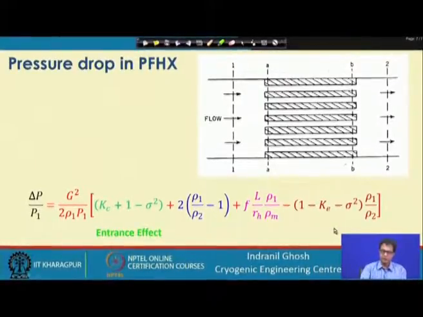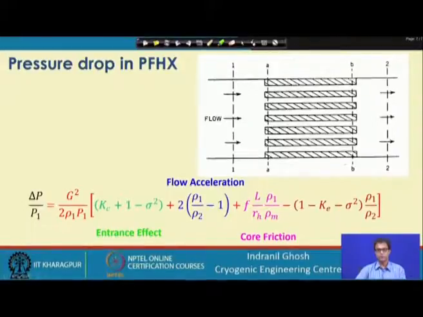And then we have another term, which is the rate of change in the momentum, or we call it flow acceleration. Then we have the core friction, as I told you that it will have both the skin friction and the form drag associated, and that will be included within that friction factor f. So, we will not separately look into the form drag or the skin friction, both will be taken inside the friction factor f. And we have r_h, r_h is the hydraulic radius, and rho 1 and rho 2 are the density at the entrance and the exit end.